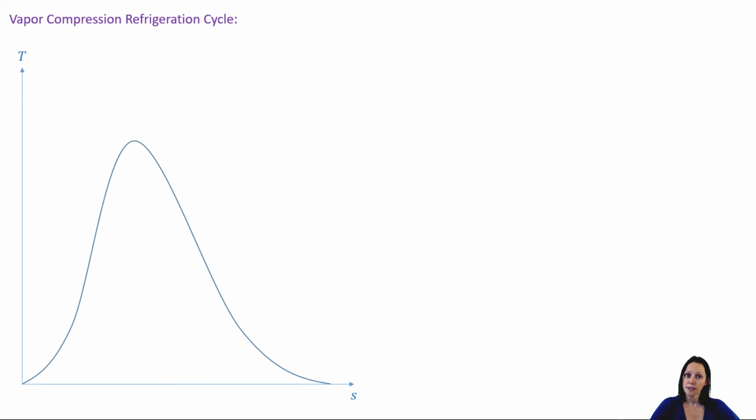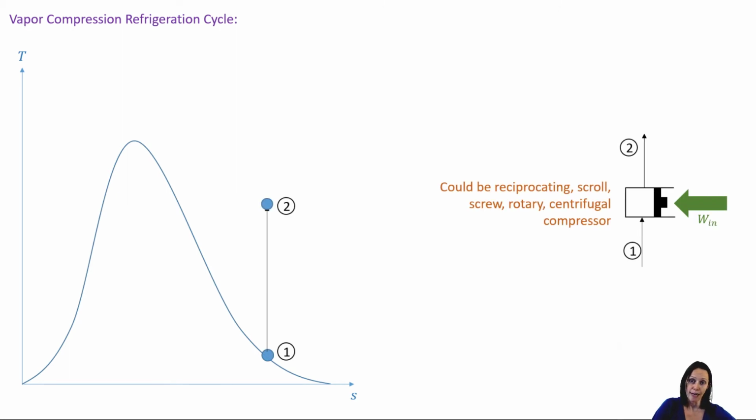All right, so let's look at this on a TS diagram. And I'm going to be talking in terms of a refrigeration cycle, but the actual cycle for a vapor compression heat pump cycle is the exact same thing. You're just interested in something that's different, interested in the Q dot out of the cycle as opposed to the Q dot in.